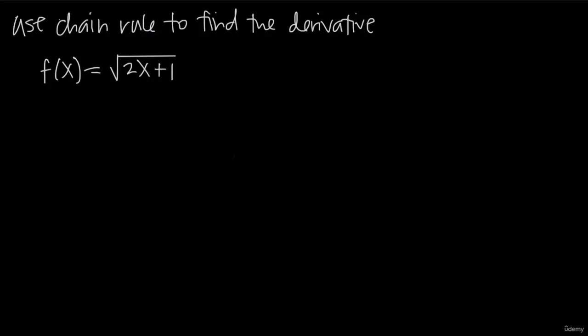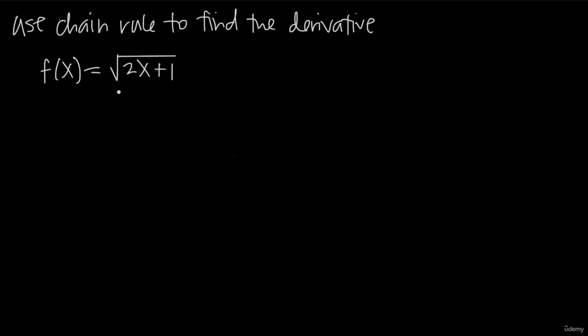In this video, we're going to be talking about chain rule, and more specifically, chain rule used in combination with power rule to find the derivative. Now, we're being asked to find the derivative of the function f of x is equal to the square root of 2x plus 1.